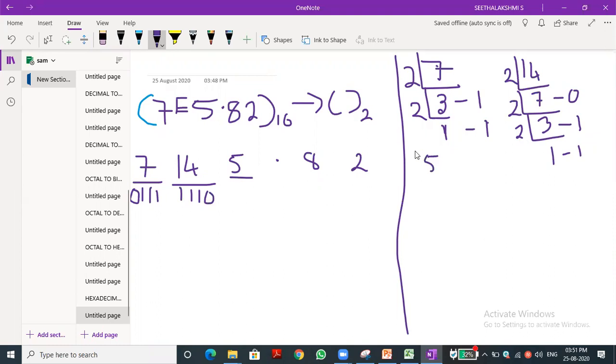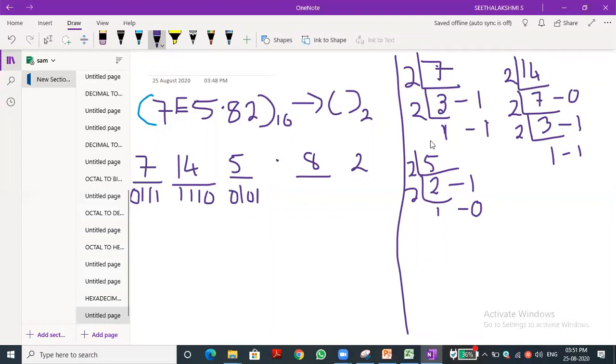Do the conversion. Two 2s are 4, remainder 1. Again, one 2 is 2, remainder 0. What is the number? 1 0 1. So we need to add a 0 in front of this.